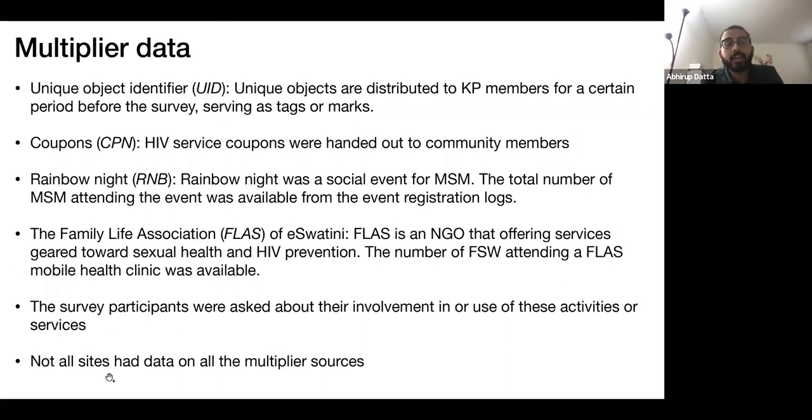And not all sites had data on all the multiplier sources. So the number of data sources available was very site specific and also specific to MSM or FSW.